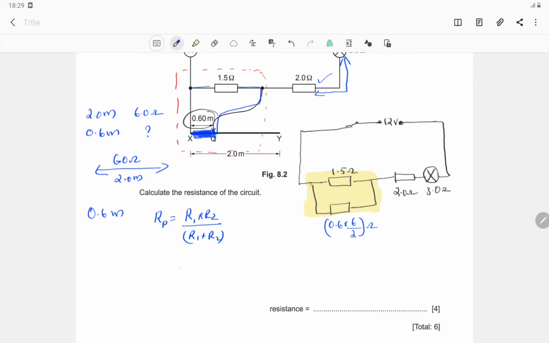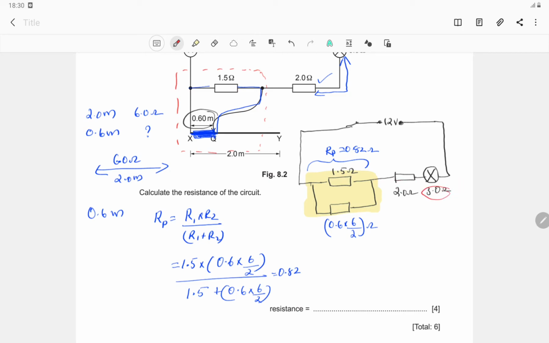So we have the resistors, that is 1.5 times the other resistor 0.6 times 6 over 2, all divided by the sum, that is 1.5 plus 0.6 times 6 over 2, and the answer will be 0.82. That means this parallel combination has a total resistance of 0.82 ohm.